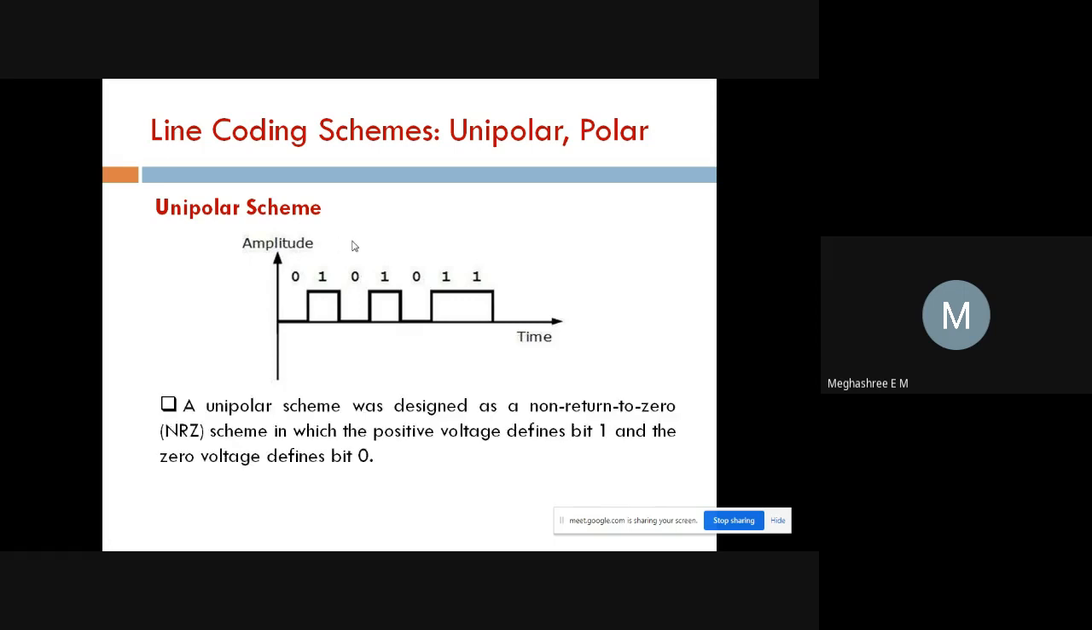You can see here, this is also called non-return to zero. You remember, the unipolar scheme is designed as a non-return to zero scheme in which a positive voltage defines bit 1 and 0 volt defines bit 0. Here 1 represents positive voltage and 0 represents 0 voltage. And it is called the non-return to zero scheme as well. This is about the unipolar scheme.